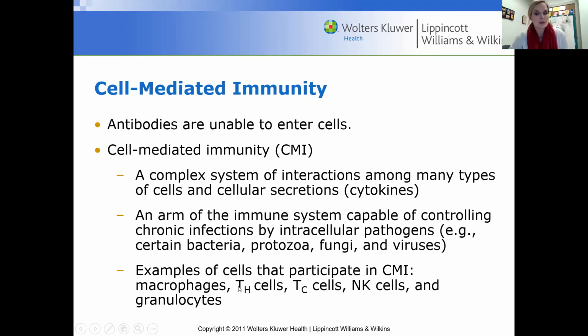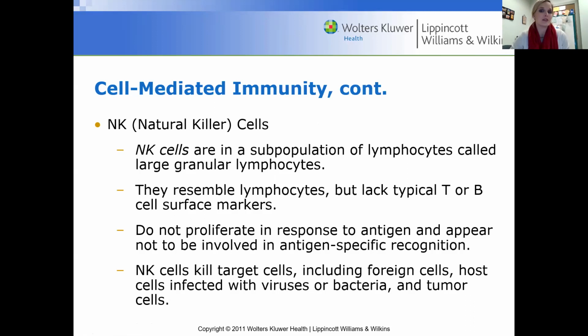So a couple different examples of the cells that participate, as we saw in that chart earlier: we've got your macrophages, helper T cells, cytotoxic T cells, you got your natural killer cells, granulocytes, lots of different examples. Again, I'm only going to have you guys be familiar with a couple of these. So again, the big thing to remember with cell-mediated immunity is that this is the involvement of not antibodies, but lots of other different types of cells.